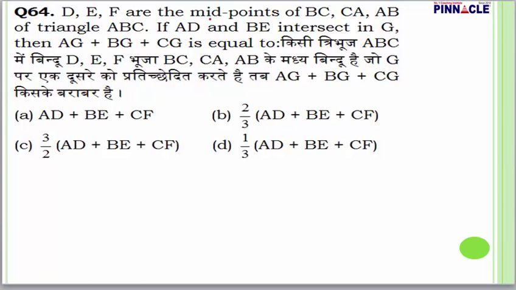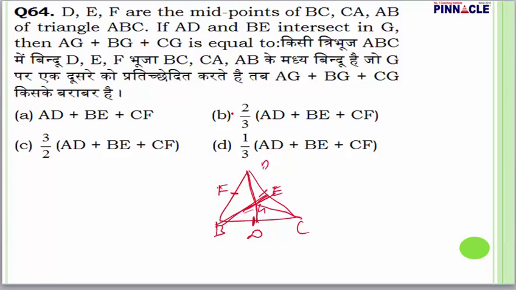Next question, question number 64. If D, E, F are the midpoints of BC, CA, AB of triangle ABC. D is midpoint of BC, E midpoint of CA and F midpoint of AB. If AD and BE are intersecting at G, then AG, BG and CG is equal to, we have to find the value of this.